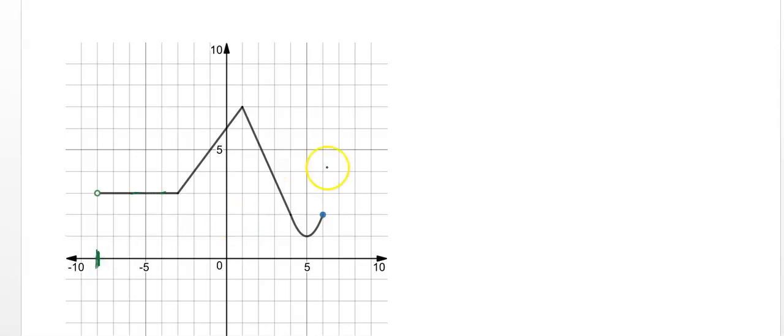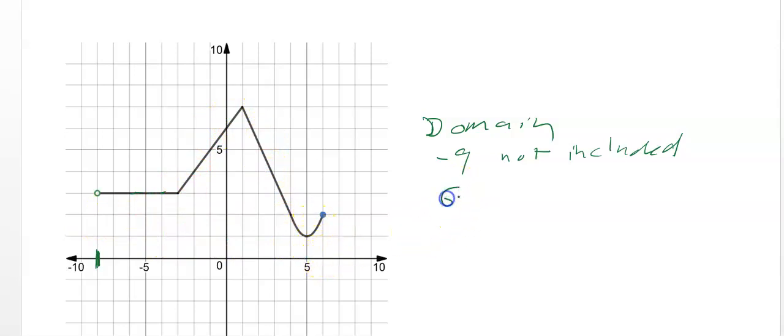Well, the leftmost x is at -9. So when I do the domain, I'm going to start at -9, and it's not included because of the open circle. And then I look at every x-coordinate in between, and it doesn't matter that it goes up and down. Look, every x-coordinate has a y graphed with it all the way out to 6. So we go from -9 to 6, and the 6 is included because it's a solid circle.